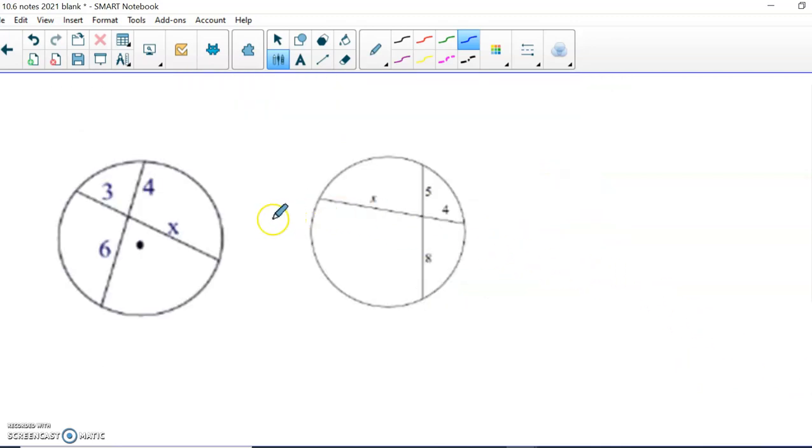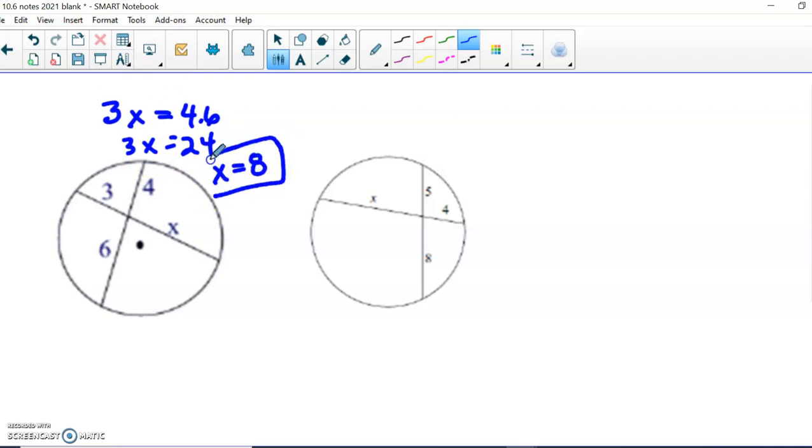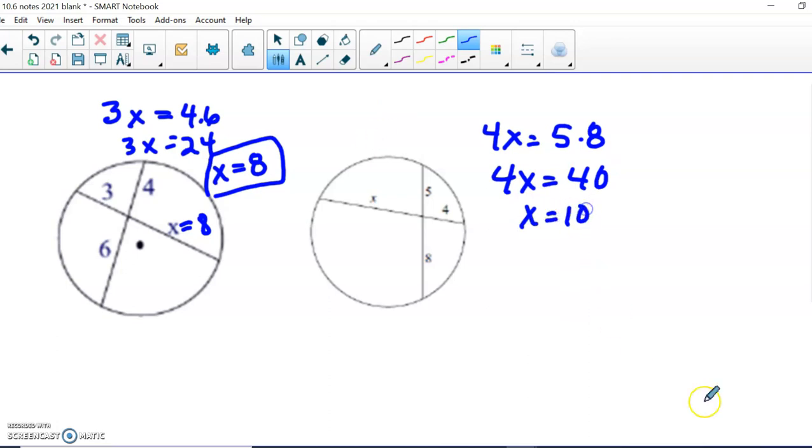Let's practice a few. We have 3 times x, the product means multiplication, equals 4 times 6. So we have 3x equals 24. Divide each side by 3. It looks like x is going to be 8 units long. Okay, one more. 4 times x equals 5 times 8. We get 4x equals 40, or x equals 10.